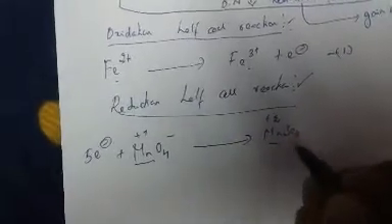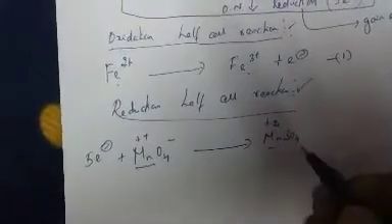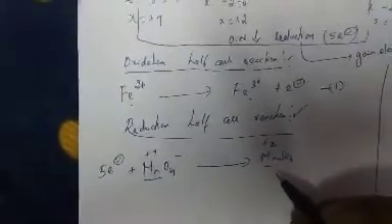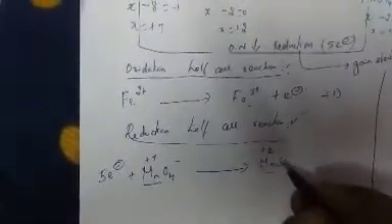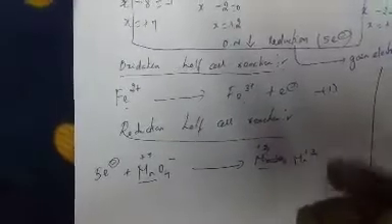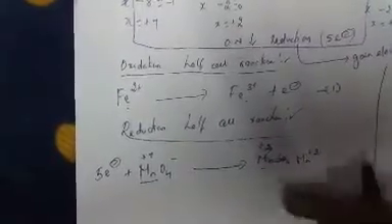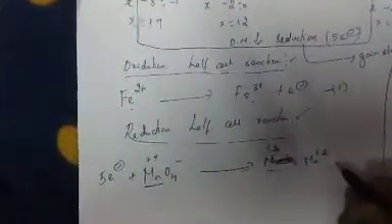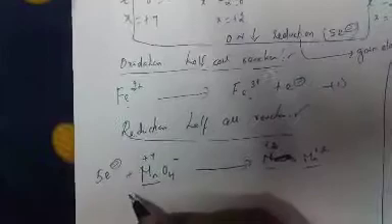Next, how many manganese are present? 1. Sulfur, sorry, you write in ionic form only. Here you just write Mn2+, SO4 2-, there is no need. You write only Mn2+. Then here 1 Mn, here also 1 Mn. Next, what do we have to do?